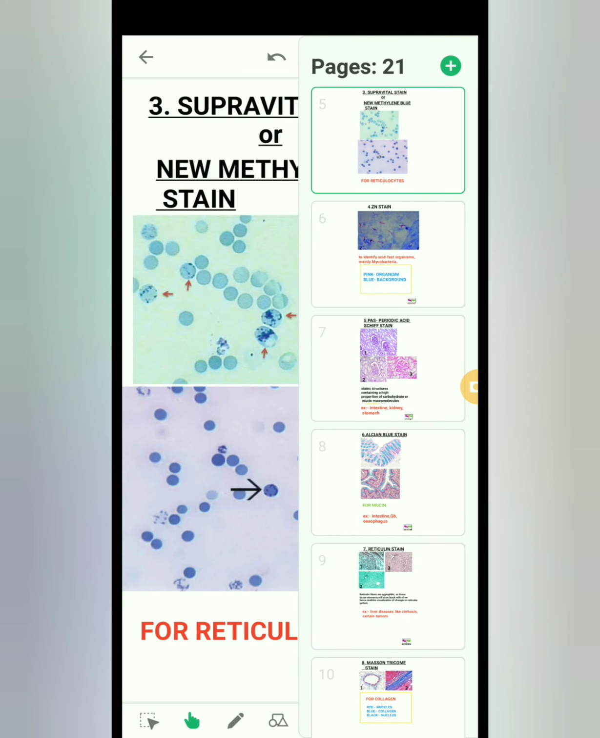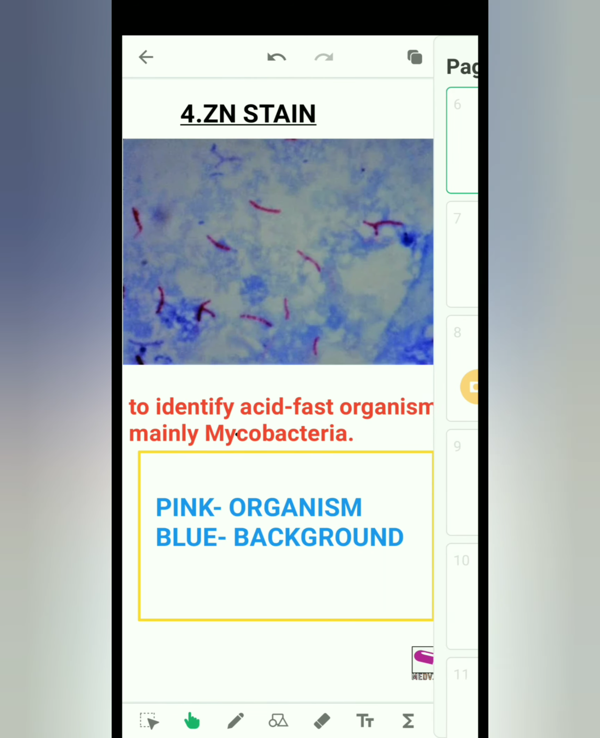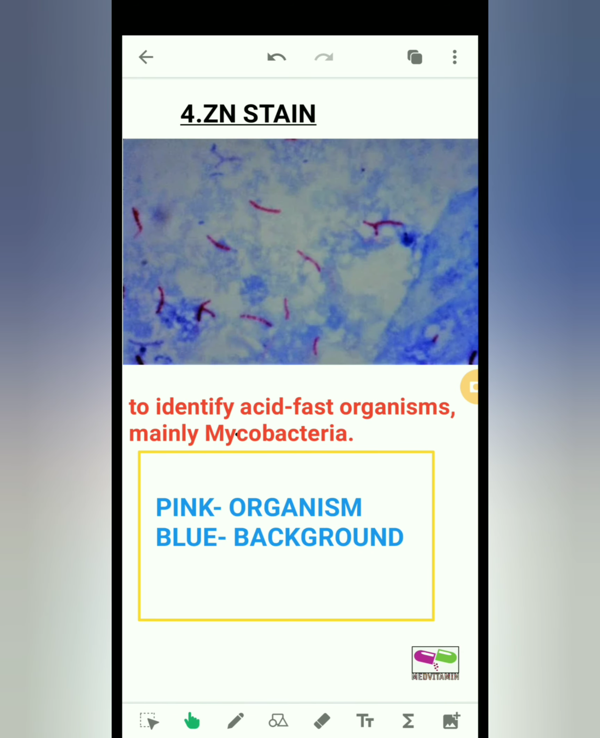Now the next slide is about Ziehl-Neelsen staining. The Ziehl-Neelsen staining is basically used to identify acid-fast organisms, mainly Mycobacterium. Now also there are other acid-fast structures like bacterial endospores, Cryptosporidium, Isospora, Cyclospora, hydatid cysts, eggs of Taenia, and also the head of a sperm.